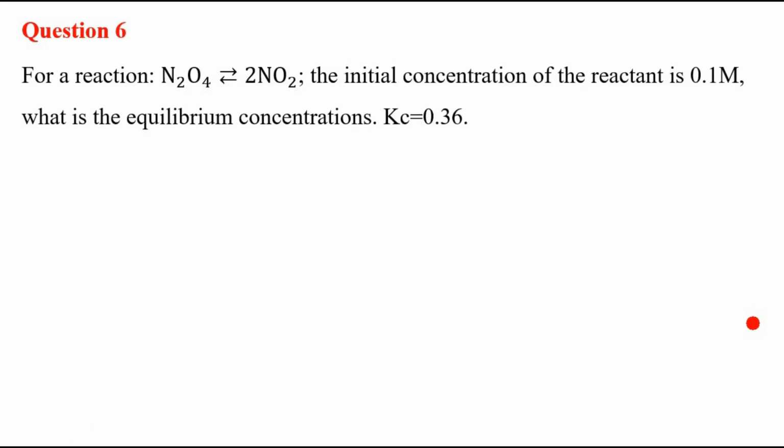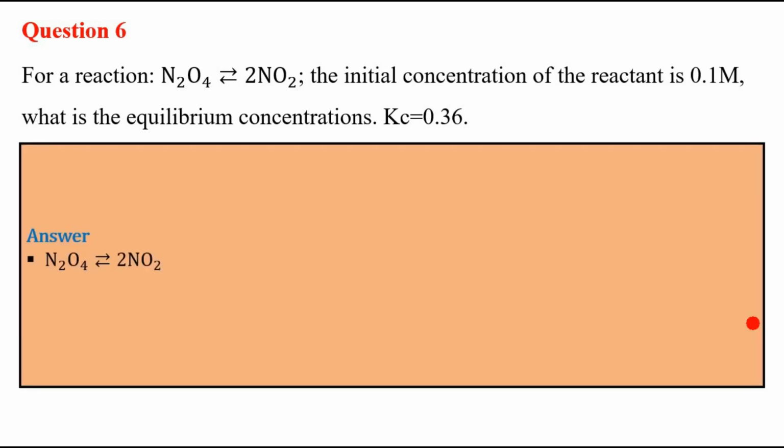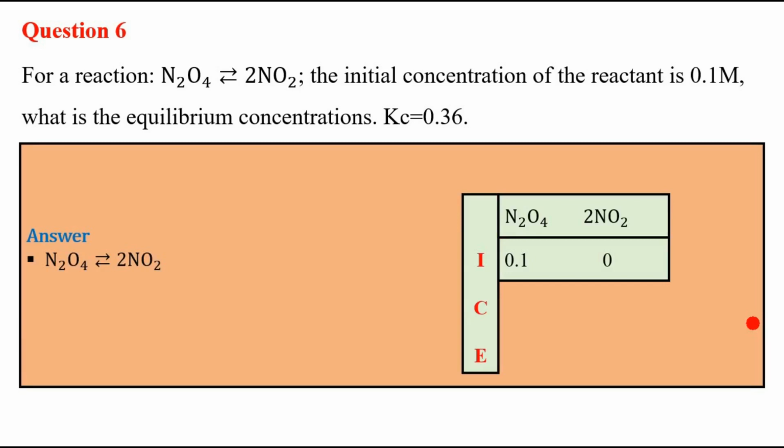That was question 5. Let's go to question 6. Hope that you are getting something. You have the reaction, and the initial concentration of the reactant is 0.1 molar. Then they're asking what the equilibrium concentration is. The Kc was given, so we are going to do the same. We have 0.1 molar for the reactant, and for the product we don't have a concentration, because initially we have only the reactant and we don't have the product.